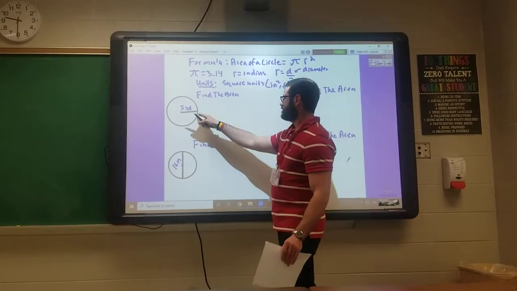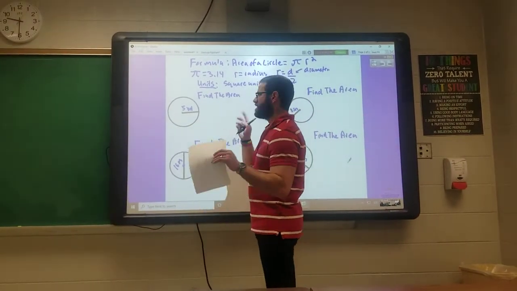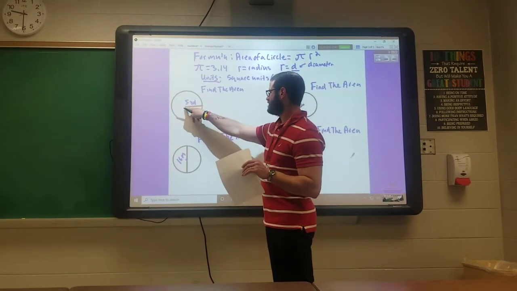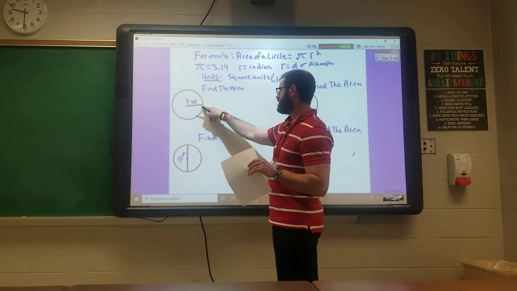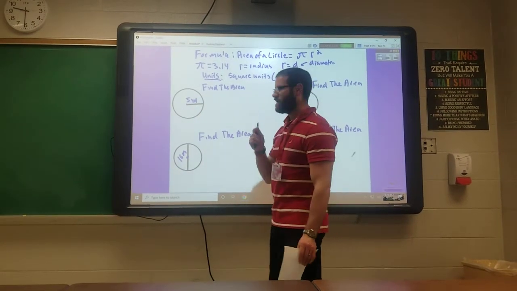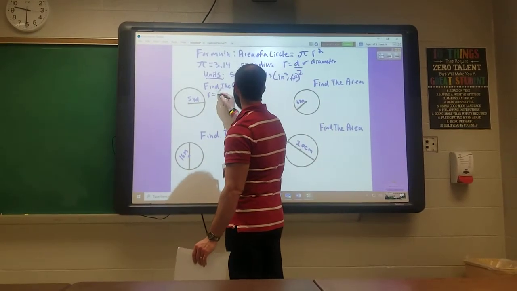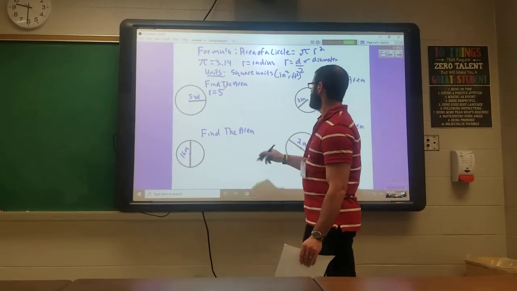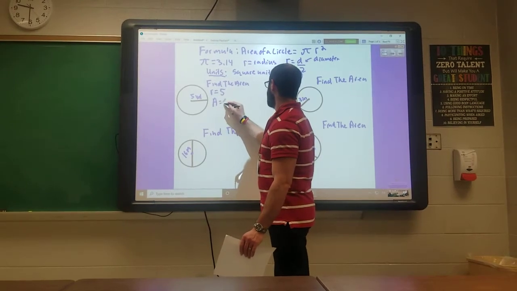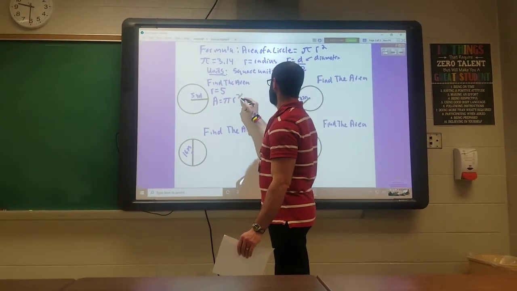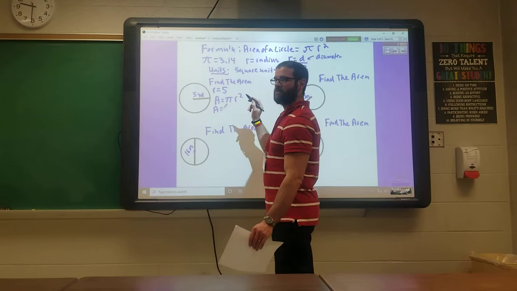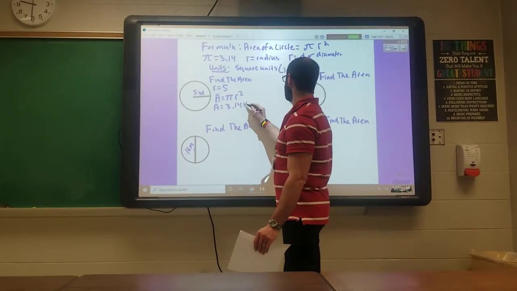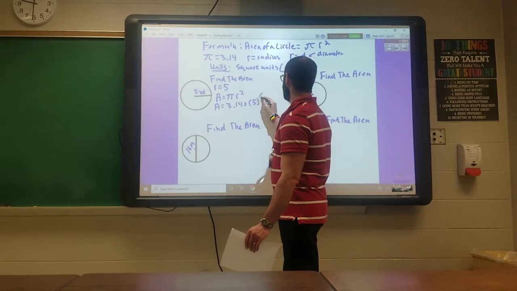Let's look at first example. It says find the area. We got to figure out what we're given. What is 5 here? Okay, here's the center of the circle. I'm just going halfway across the circle, so that's the radius. So r equals 5 yards. So pi r squared. So we go to area equals pi times the radius squared. Remember that pi we use 3.14 times 5 squared.